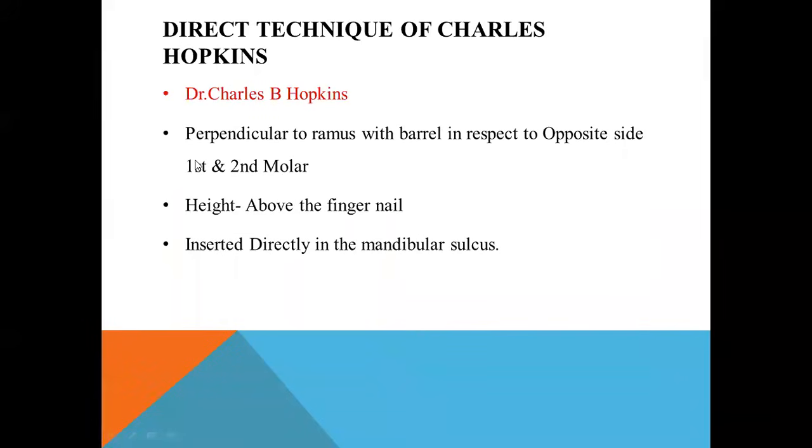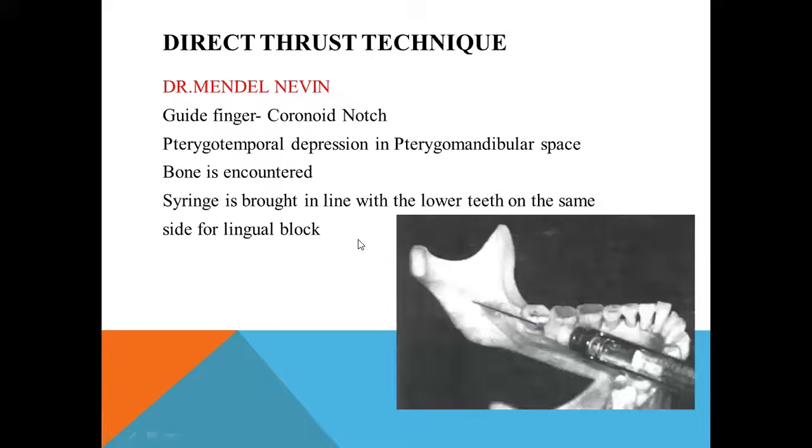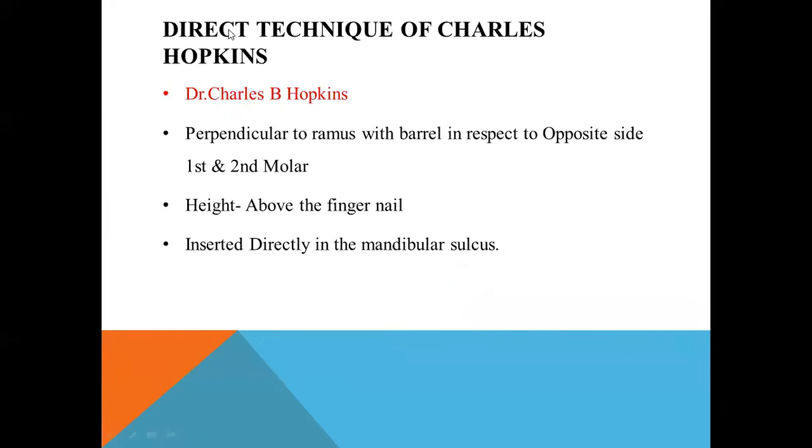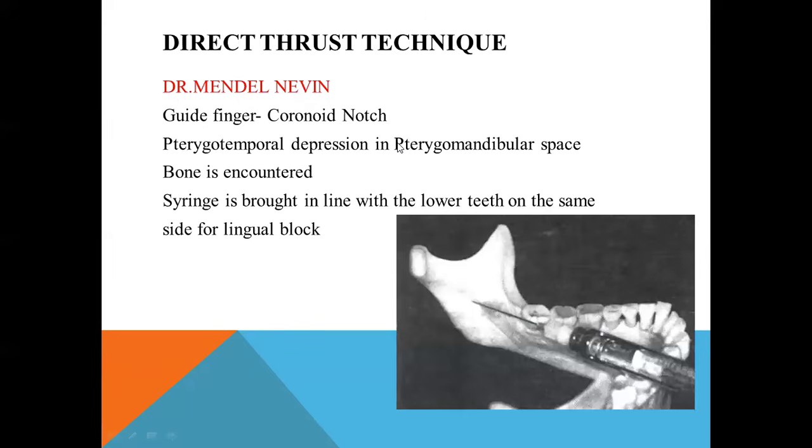Coming to the Charles and Hopkins technique. This is a technique where the barrel is perpendicular to the ramus, on the opposite side between the first and second molar. The height is above the fingernail, inserted directly into the sulcus. So just remember there is another technique called the direct technique of Charles and Hopkins, where the barrel has to be placed from the opposite side, perpendicular to the ramus, in between the first and second molar. Just remember that alone.